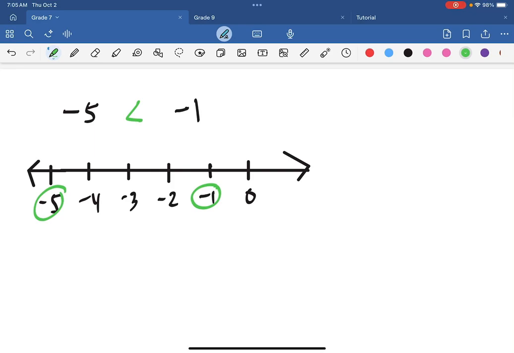So according to the number line, we could conclude that -1 is the biggest number among the negative integers. Again, -1 is the biggest negative integer.